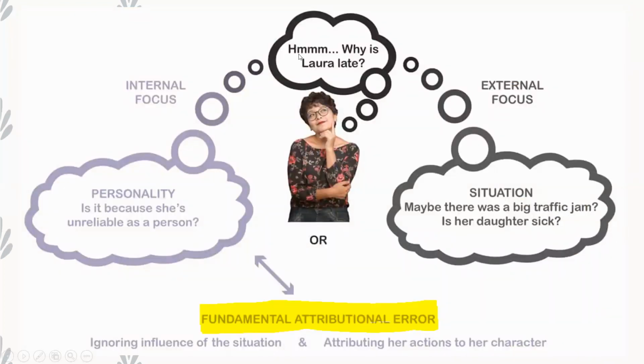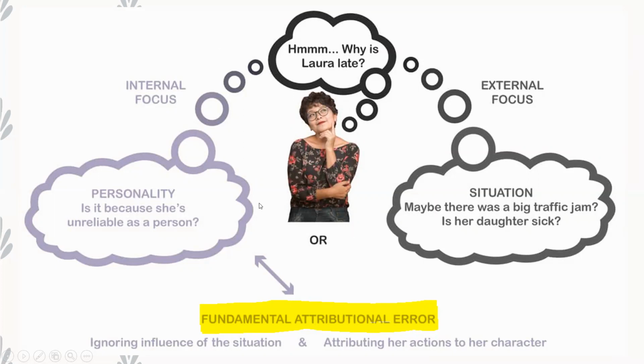So this is a lady. Why is Laura late? If she's making an internal attribution here, she might blame Laura's personality: she's unreliable as a person. If she's making an external attribution here, she might say, maybe there was a big traffic jam. Maybe her daughter is sick. Maybe her husband's sick. Maybe she's got people from overseas at home and it's really hectic. Any external factor there.